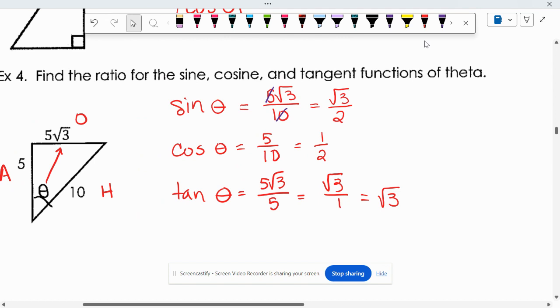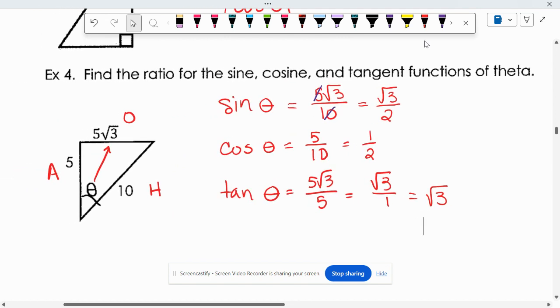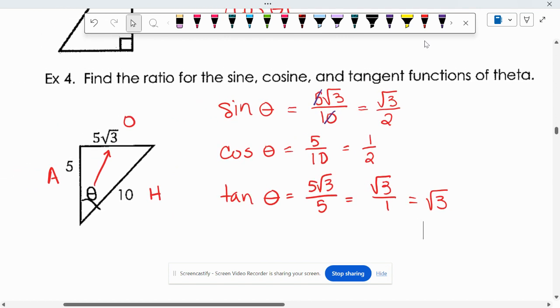Okay. So what kind of triangle is this? It's a 30, 60, 90. Yeah. This is the long side, opposite theta. So this is the 60-degree angle. This is your right angle. And this is your 30. So 30, 60, 90. Okay.